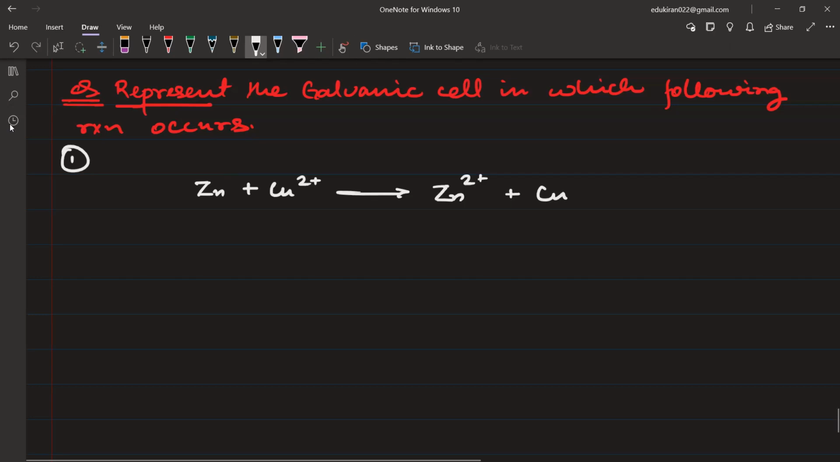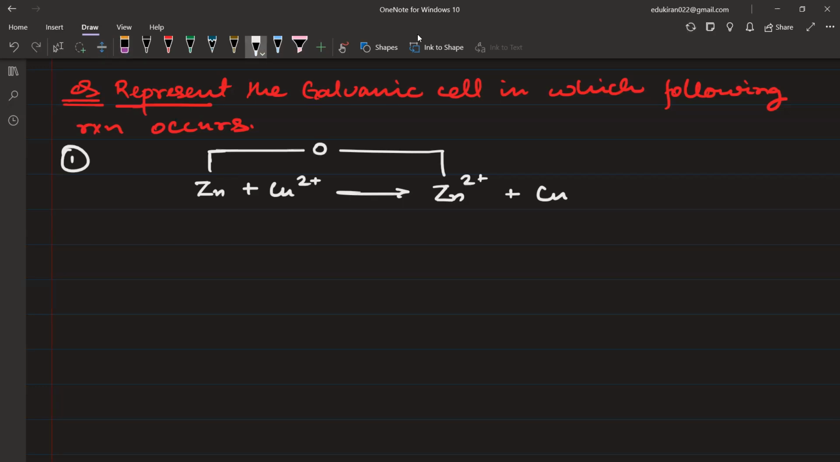First of all, you are going to identify where oxidation is happening and where reduction is. Zinc to zinc 2 positive: is it oxidation or reduction? Tell me, guys. Oxidation. Very good. The oxidation state is increasing: it was 0 here and became 2 positive. So here we have oxidation.